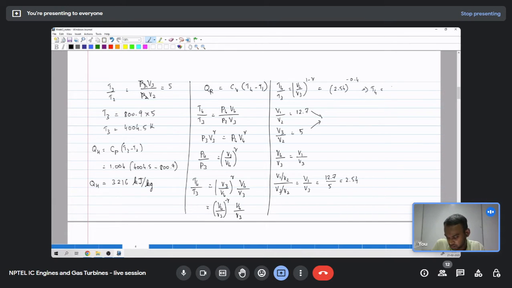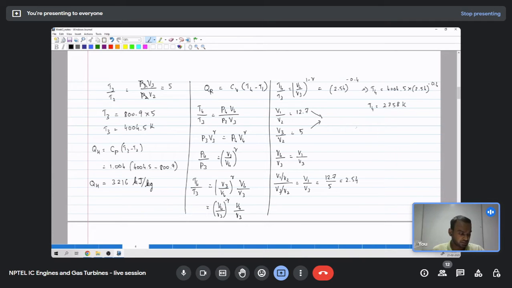So T3 is 4004.5 into 2.54 power minus 0.4. So this is 2758 Kelvin.